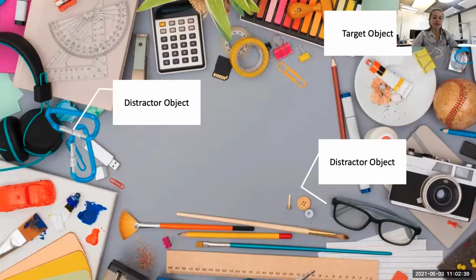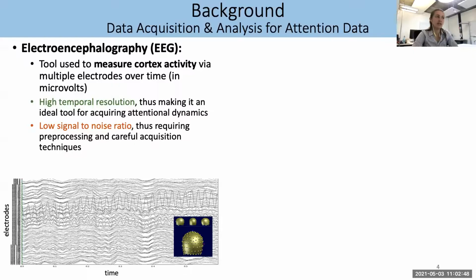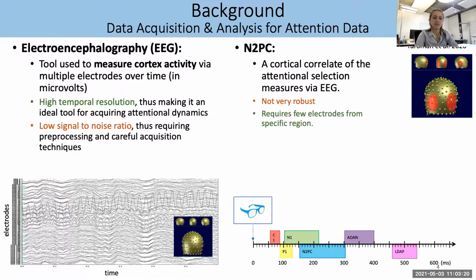You might be saying, fine Laura, this is a very cool illustration, but what are the numbers? Where is the data? How can you quantify any of this? Attention in general is measured with electroencephalography, which is a tool that measures cortical activity using electrodes and a cap that's placed on someone's head. It has a very good temporal resolution, which makes it good to acquire the attentional dynamics. But unfortunately, it has a very low signal to noise ratio, so it requires a lot of pre-processing and very careful acquisition for analysis later on.